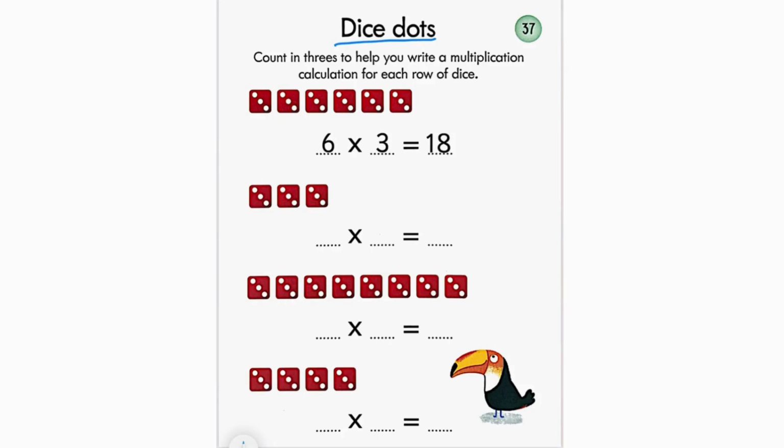Dice dots. Count in threes to help you write a multiplication calculation for each row of dice. 1, 2, 3. 3 times 3 equals 9. 1, 2, 3, 4, 5, 6, 7, 8. 8 times 3 equals 24. 1, 2, 3, 4. 4 times 3 equals 12.